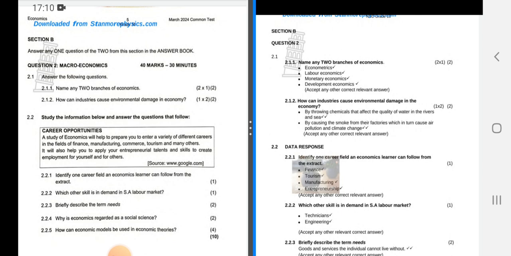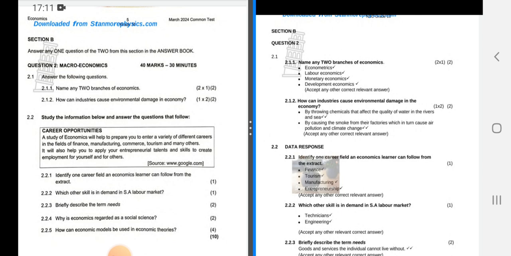How can industries cause environmental damage to the economy? How can businesses damage the economy? That is the question. So you don't have to write explicitly what has been written in the textbook. You can paraphrase it, write it in your own words. You will still get your full marks. Here it has indicated that name any two branches of economics is 2 times 1. So everything you name will get 1 mark. So 1 for each of those two things that you listed makes up 2 marks.